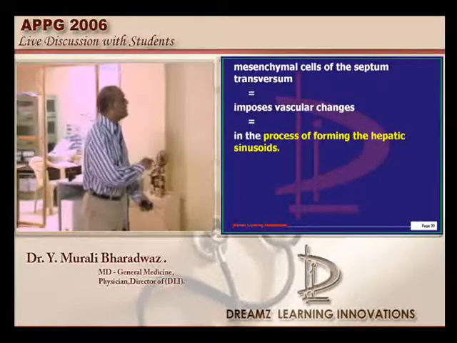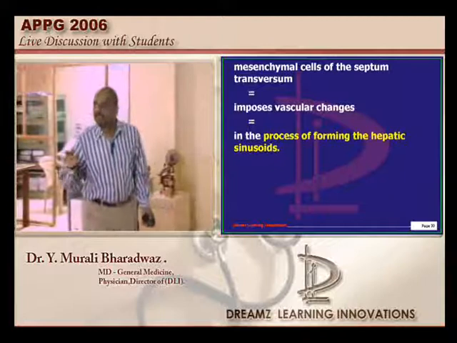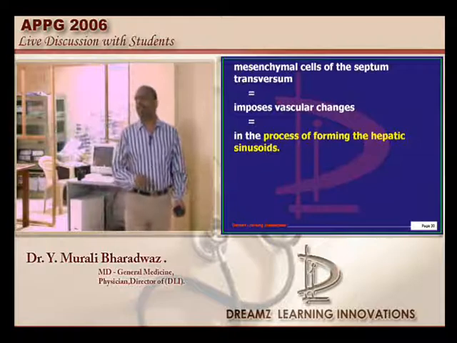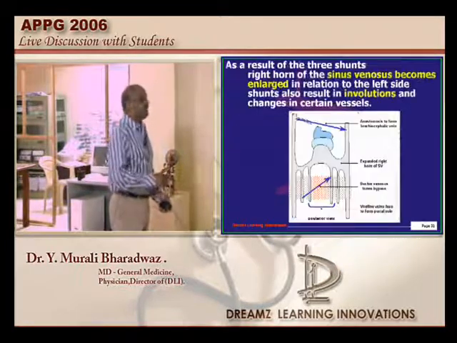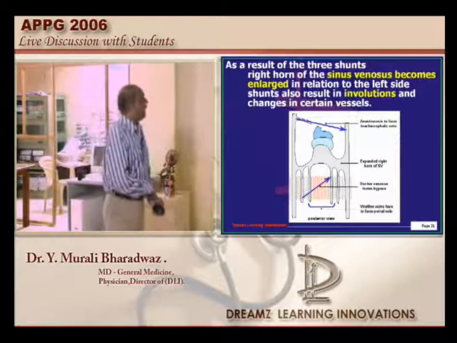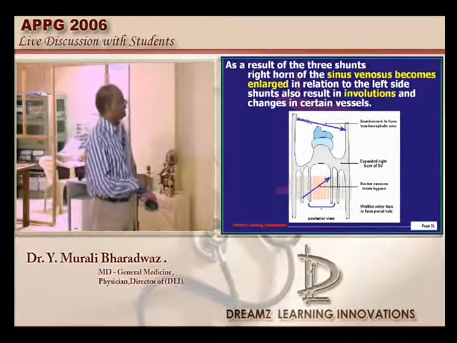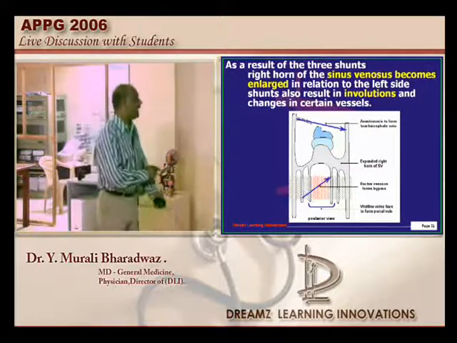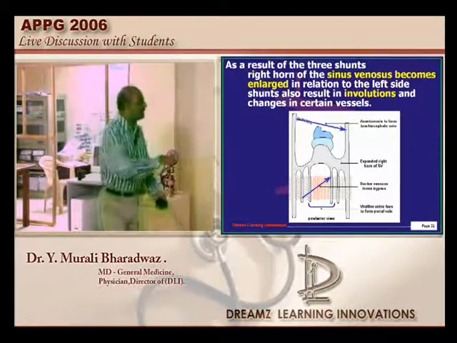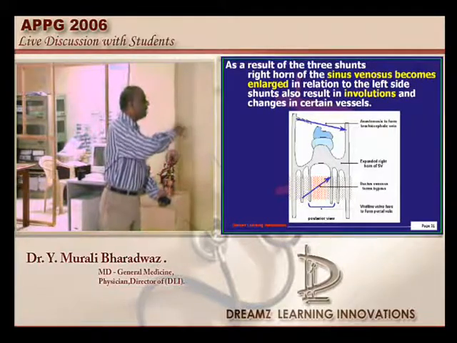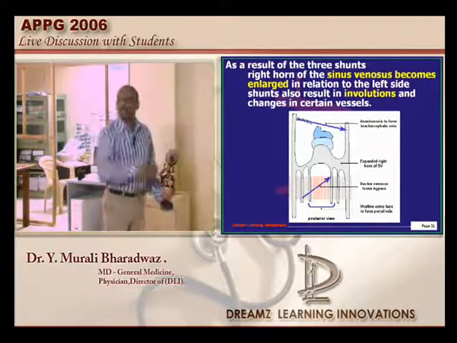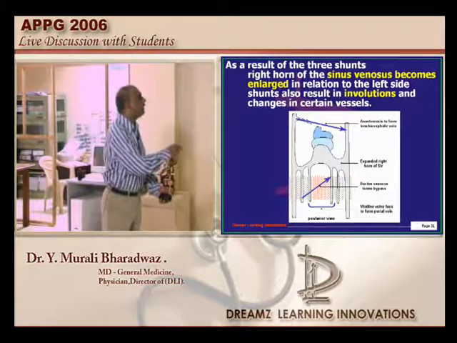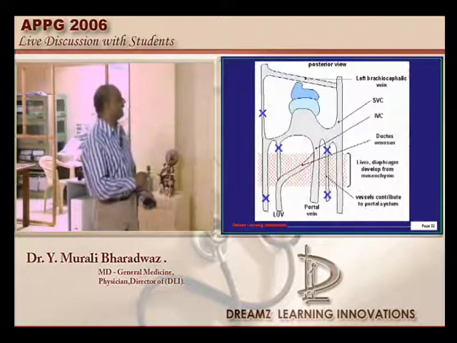All these mesenchymal cells of the septum transversum will be imposing a vascular change, and that will lead to the formation of the hepatic sinusoids is what need to be basically remembered. And there will be 3 shunts which will be developing. And because of these 3 shunts, the right horn of the sinus venosus become enlarged in comparison to that of the left horn. Similarly, this ductus venosus will be forming one bypass from that of the left venous circulation towards the right venous circulation. And you can also see the Vitelline veins will be combining together to form the portal vein is what has to be basically remembered.